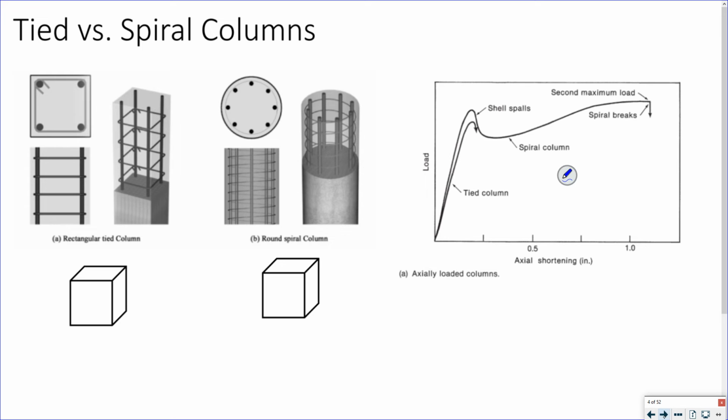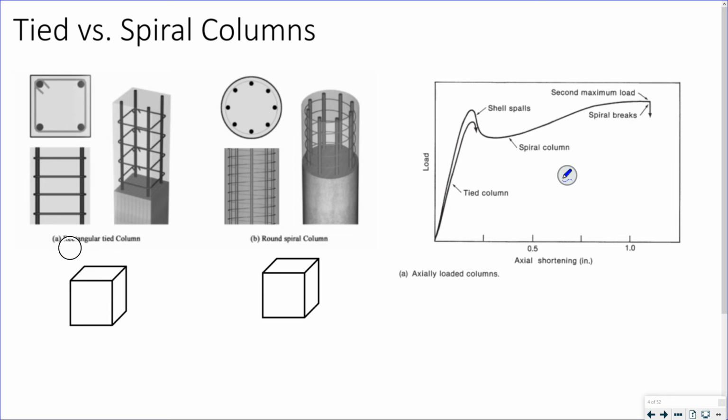So there's tied versus spiral columns. On the left, we have our tied columns, which have discrete ties, right? Little hoops. Both ties and your spirals provide confinement. Spirals are going to be better at it.